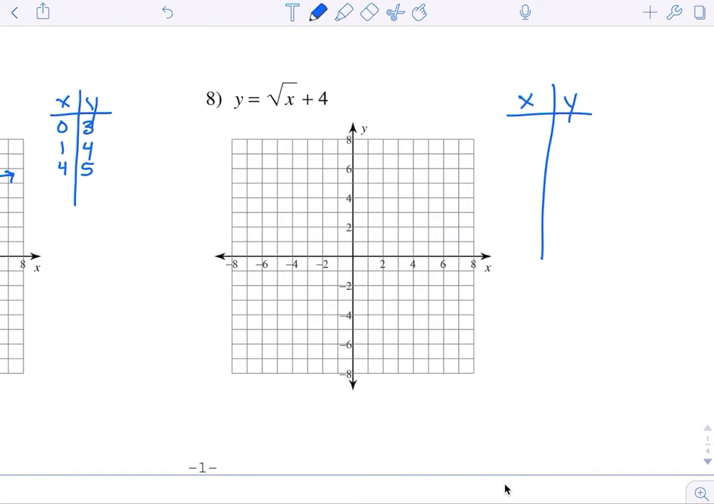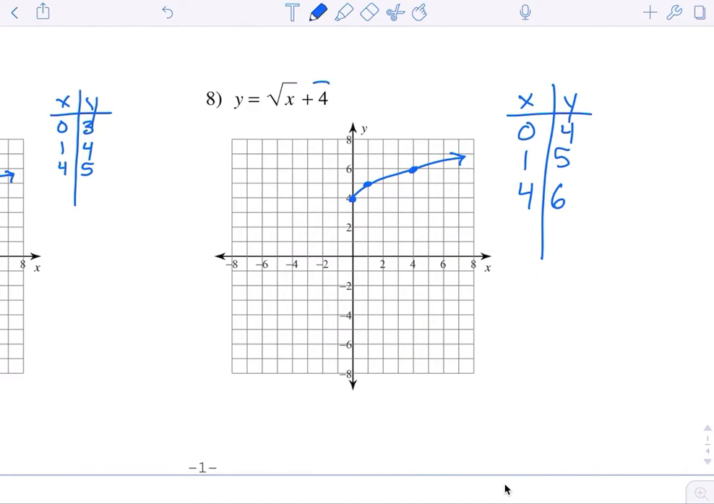So first perfect square we're going to go for is 0. So square root of 0. So if we put 0 into x, square root of 0, 0. 0 plus 4, 4. Next perfect square is 1. So square root of 1, 1. 1 plus 4, 5. Next perfect square is 4. So square root of 4, 2. 2 plus 4, 6. So 1 comma 5 and 4 comma 6.